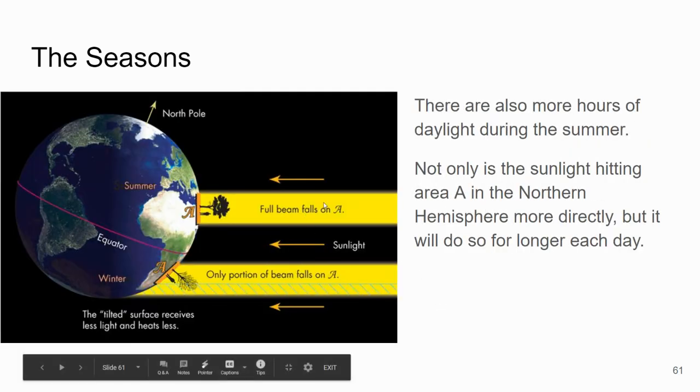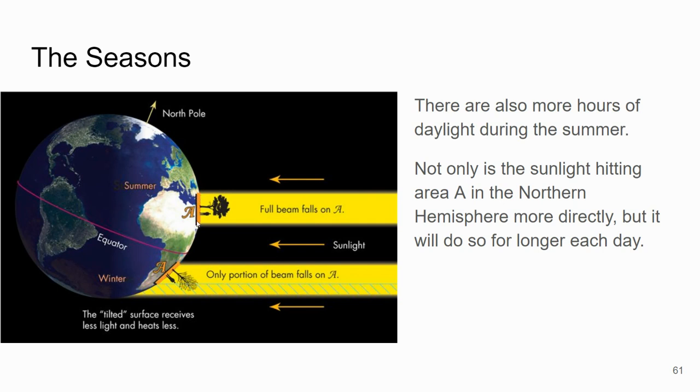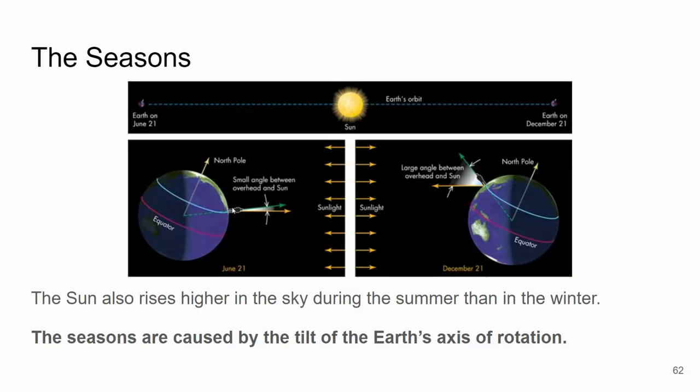So not only is the sun hitting the northern hemisphere more directly in the summer in June, but the days are longer in the summer. So we're getting more sunlight, more intensely and for longer. So that's going to increase the warmth in the north compared to the south. And the sun also rises higher in the sky during the summer than in the winter, which we'll talk about more in the next class: the height of the sun at different times of the year, and the sun's path across the sky at different times of the year at different latitudes.